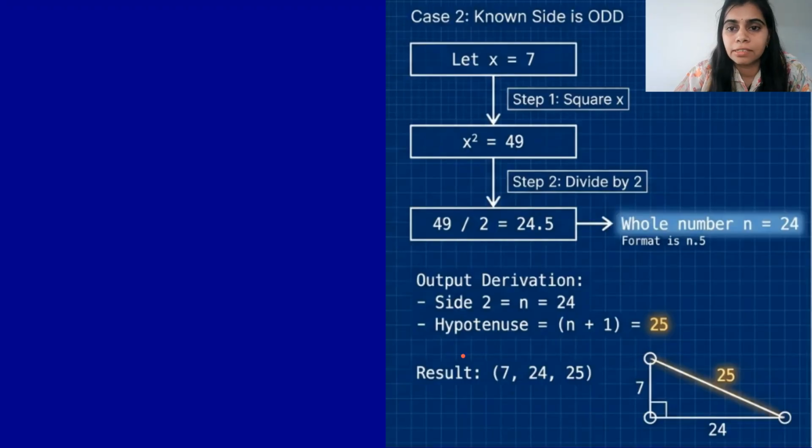Let us move to the second case. In case 2, if we get an odd number, let us take x as 7. The first step is to square that number, then divide this by 2. The square of 7 is 49. If you divide this by 2, you get the decimal answer 24.5. You consider only the whole number as n, that is side 2. We'll consider it as 24. We take only the whole number, and the hypotenuse will be n plus 1, that is 24 plus 1 is 25. So my triplet is 7, 24, and 25.